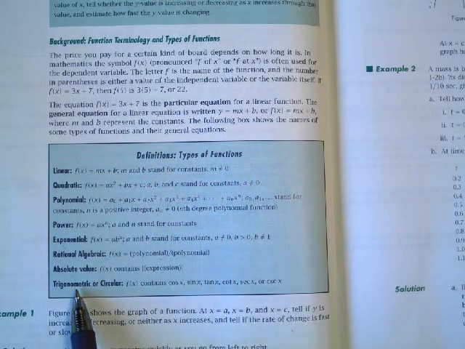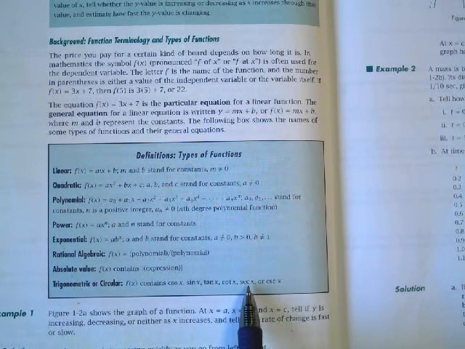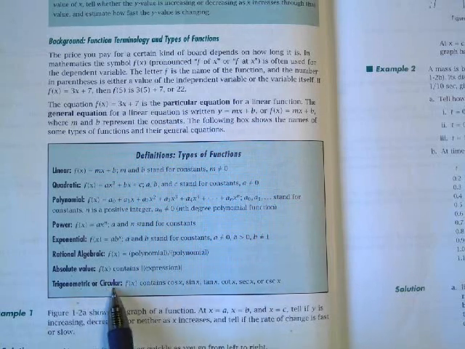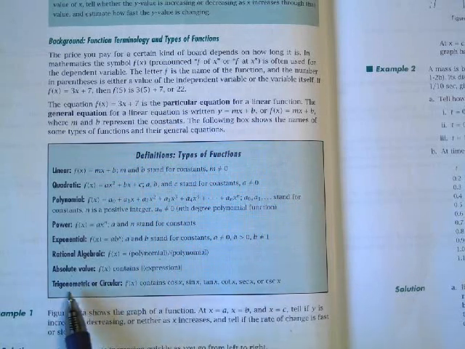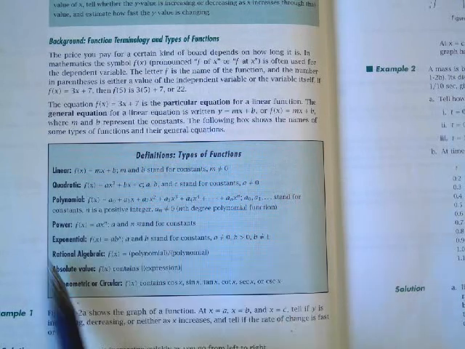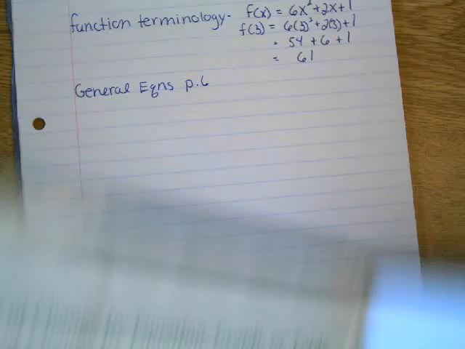And then our last ones are the trig functions. And there are 6 of them: cosine, sine, tangent, cotangent, secant, and cosecant. The book also refers to them as circular functions. I know we only talked about them as trig functions. Okay, so just a little refresher there. And now we start the new stuff.